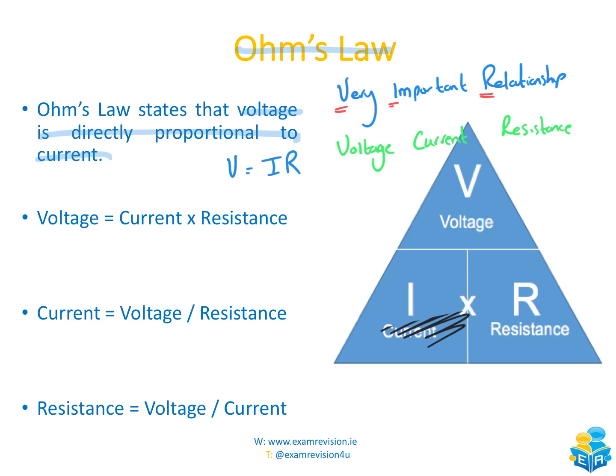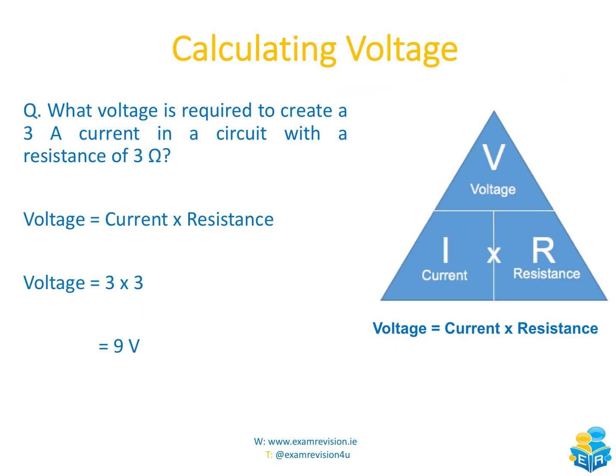And finally, if we're trying to calculate the resistance, cover up the resistance. What are we left with? Well, it's just the voltage divided by the current. And that's what we have here. Resistance: voltage divided by current. So they're the three most important things we get from that triangle. That's how we calculate voltage, current, and resistance. And it's really handy to learn off that triangle, because it will be really useful in an exam situation just to jot it down at the side of the page and help you remember our very important relationship.